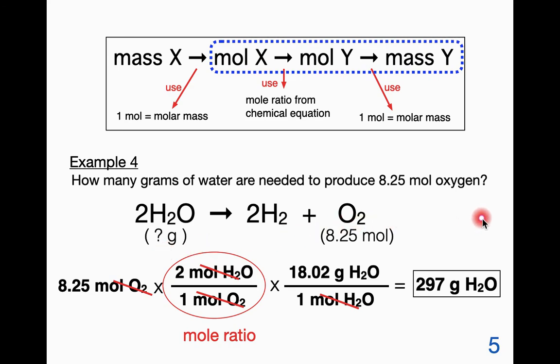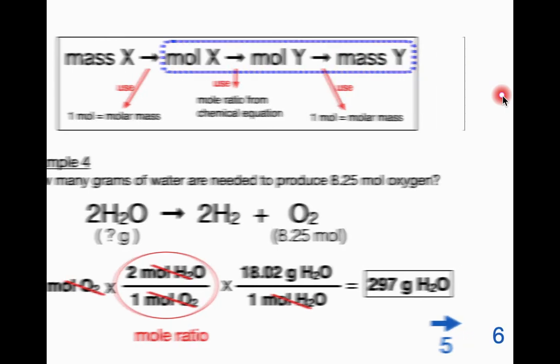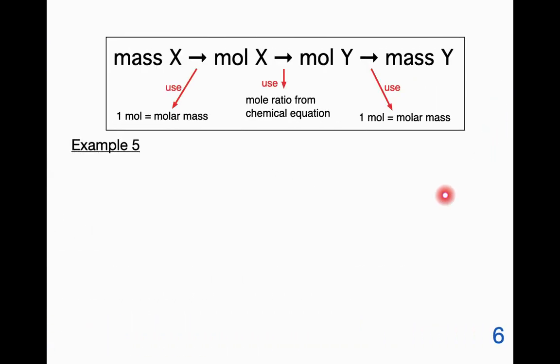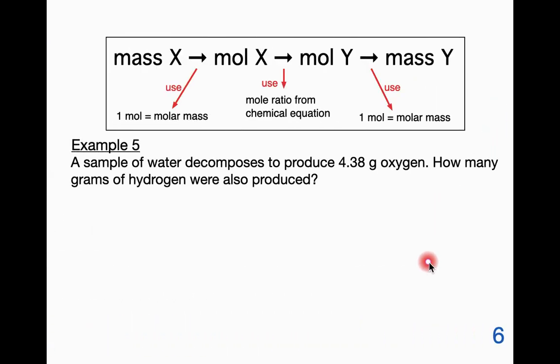Okay, let's do one more. Now, notice what I'm doing here is I'm just showing you the variations of this flow chart. But let's end this by doing, as we started with, a full mass calculation, going from mass of one substance to mass of another. Okay, so this will be the last one. A sample of water decomposes to produce 4.38 grams of oxygen. How many grams of hydrogen were also produced?